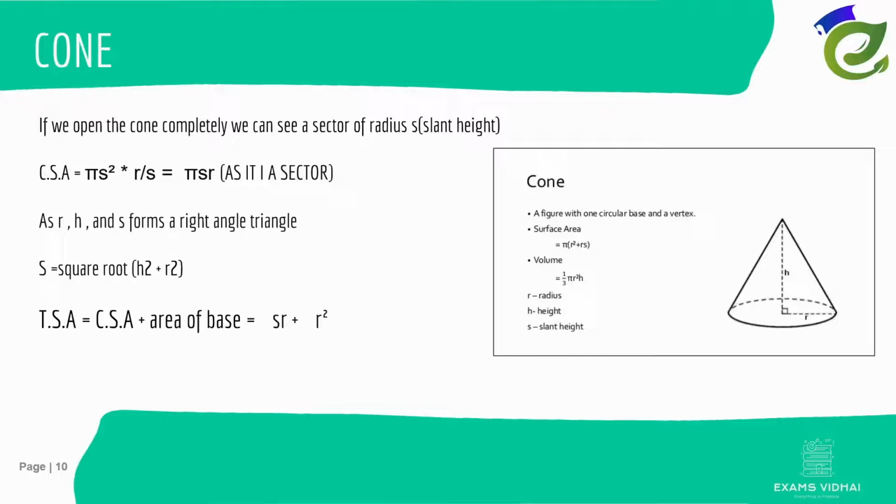Okay. The total surface area of the cone is curved surface area plus area of base. Curved surface is pi into s into r, plus the area of base, which is a circle, pi r square.